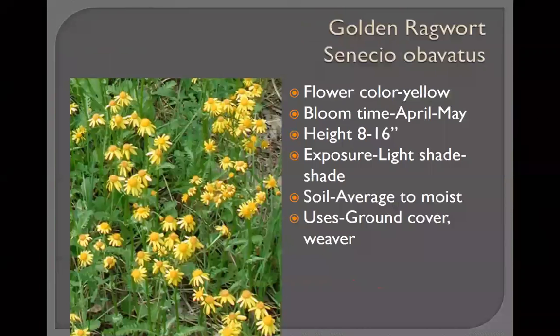Golden ragwort, Senecio obovatus, yellow blooms in the spring. Again, a weaver that will slowly spread. You could shear these off, and then you have a nice evergreen foliage throughout the rest of the growing season after it's done blooming in the spring.